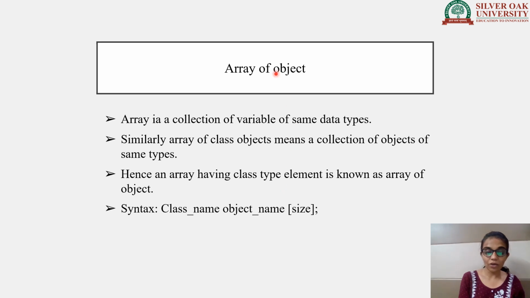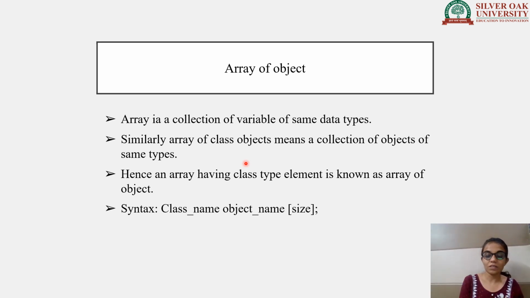The topic is array of objects. We have seen what an array is. An array is a collection of variables of the same data type. Similarly, an array of class objects means a collection of objects of the same type. Suppose one class is there and I want to create, say, 50 objects of that particular class. I'm not going to create them one by one, obviously. I have to create an array of objects to create that, and I can handle it as one thing.